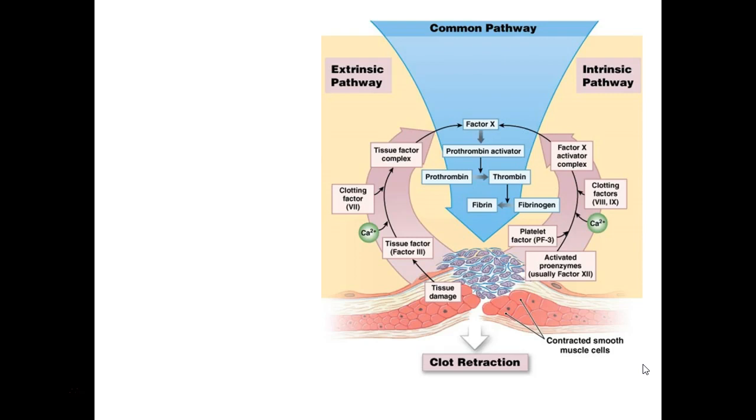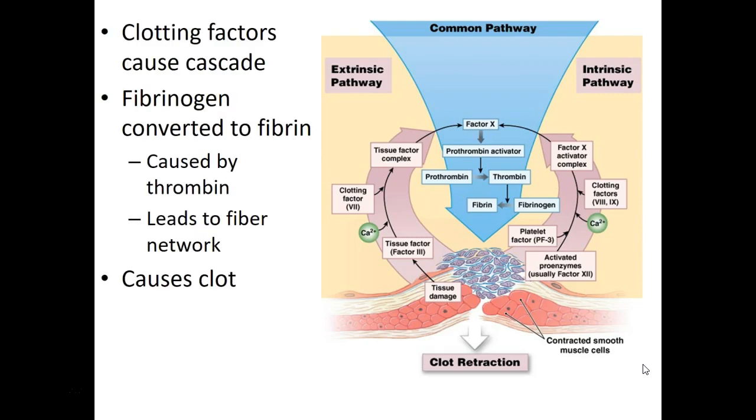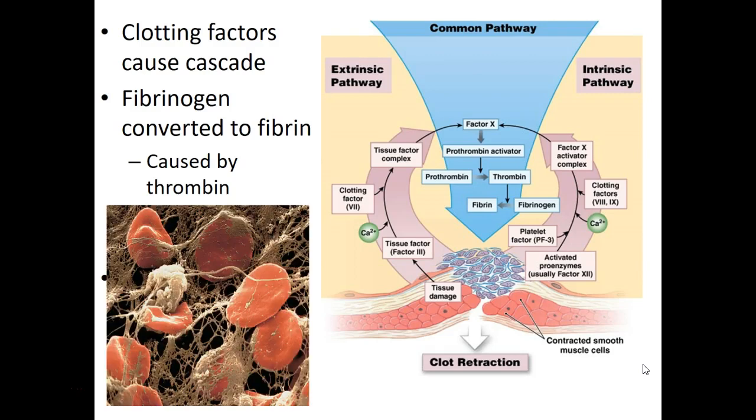All right, so let me just finish up real quick, and then we'll have our discussion here. All right, so fibrinogen gets converted to fibrin, and that's done by thrombin after it's been converted from prothrombin, and then this is helping lead to the clot, right? And so you can see a lot of formed elements that are caught in this meshwork of fibrin.